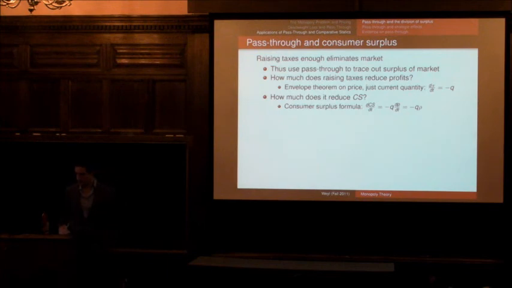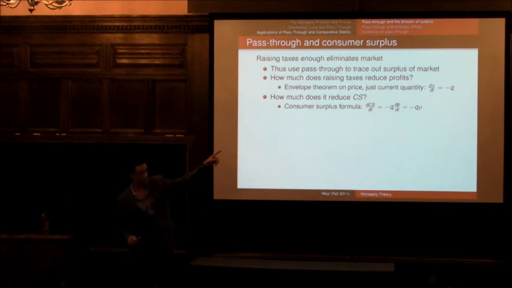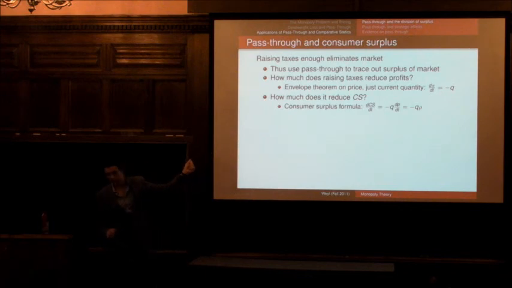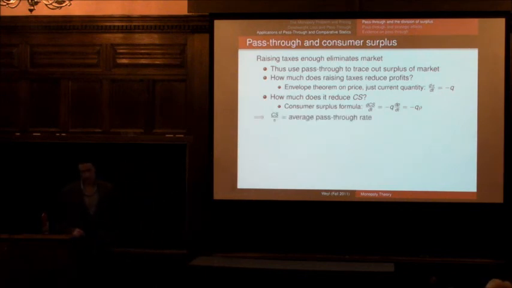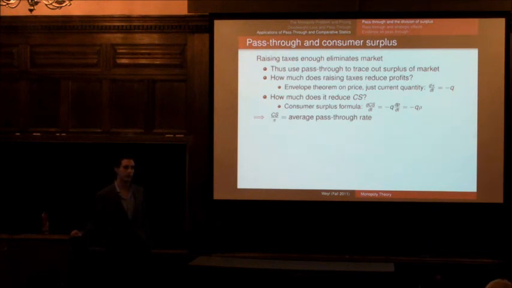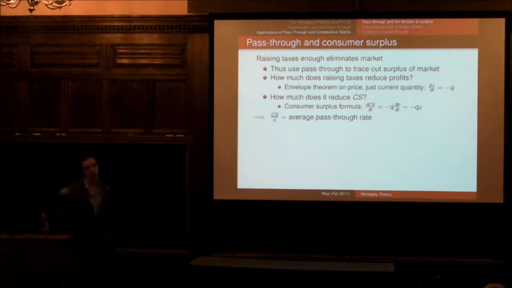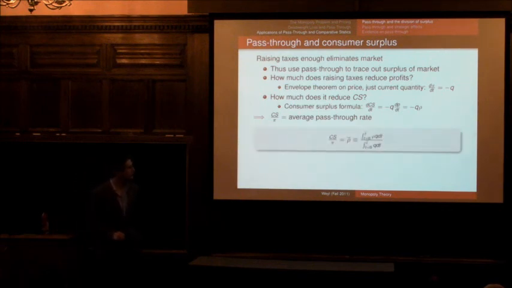Right? And so what does this tell us? This tells us the ratio of how much consumer surplus falls to how much monopoly profits fall is exactly the pass-through rate on the margin. And so what that tells us is the ratio of consumer surplus to monopoly profits is exactly equal to the average of the pass-through rate weighted by quantities over the tax rates between 0 and infinity. So that gives us the following formula. The ratio of consumer surplus to profits is the average pass-through rate.